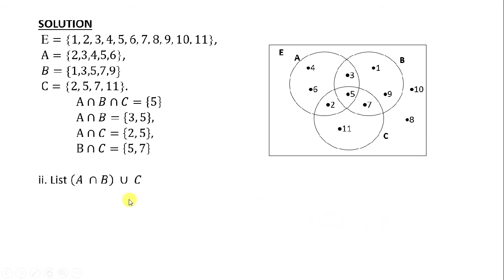Part 2. List A intersection B union C. So we are going to check which elements are found in A and also found in B. We have 3 and 5.